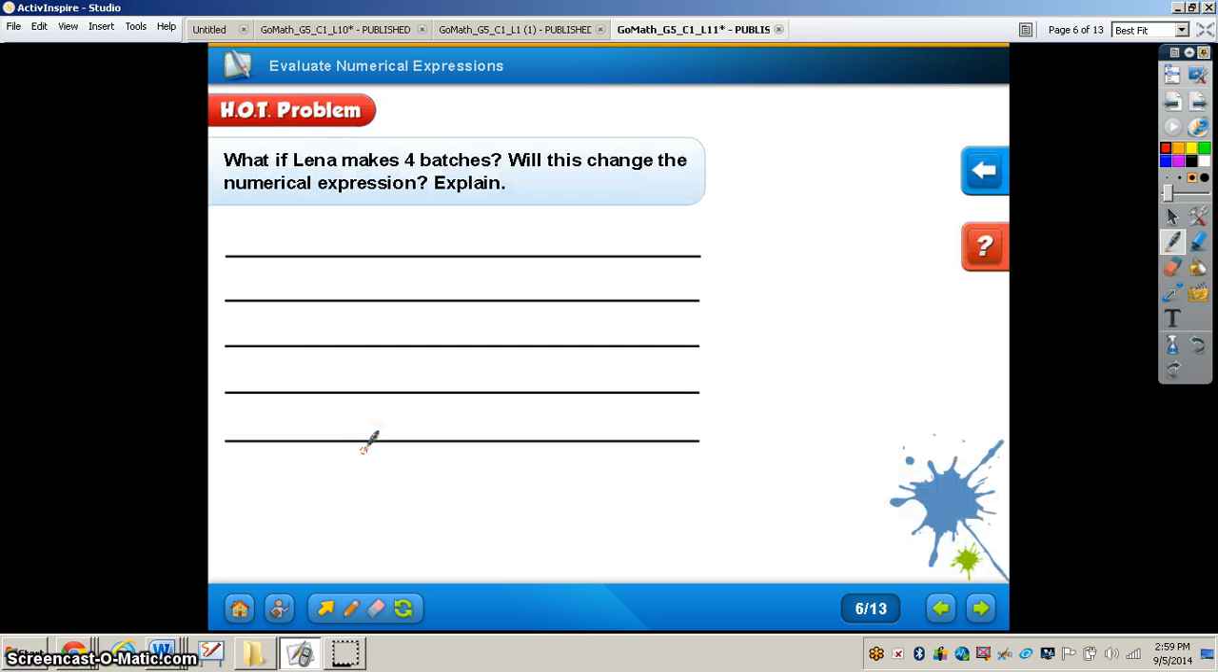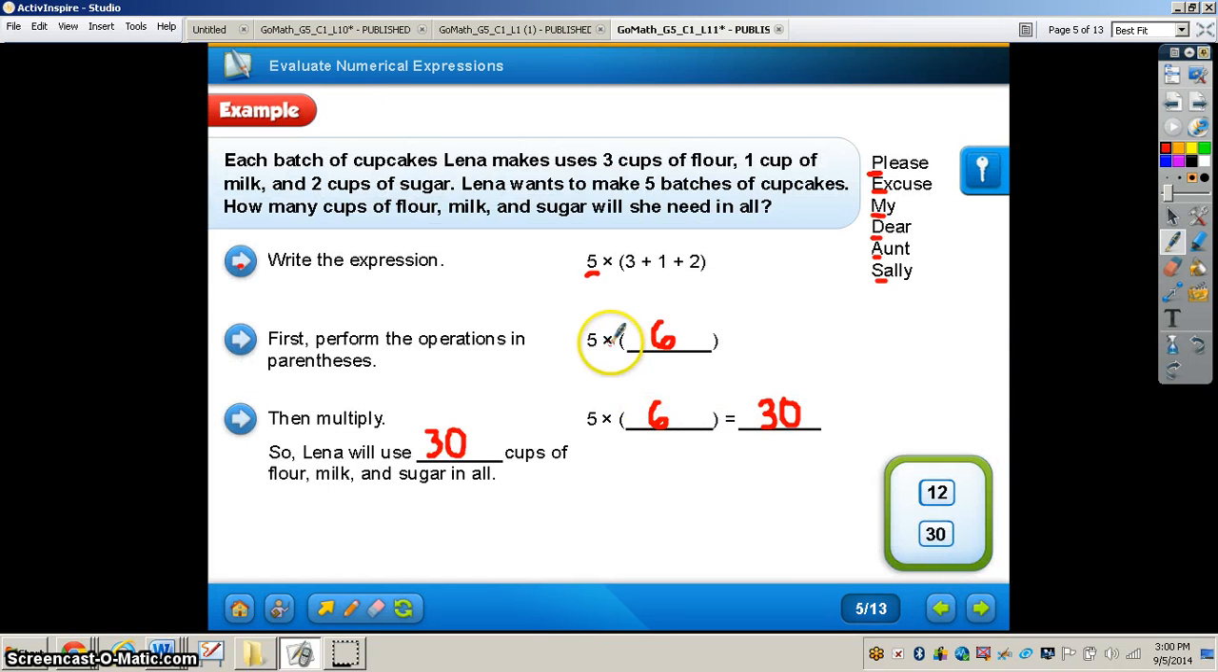Okay, let's take a look at this hot problem. What if Lena makes 4 batches? Will this change the numerical expression? Okay, so 4 batches instead of 5. So you can see basically wherever there's a 5, it would be 4. So we can see that it would be 4 times 3 plus 1 plus 2.